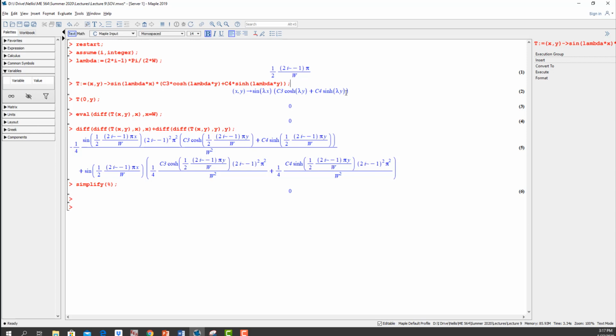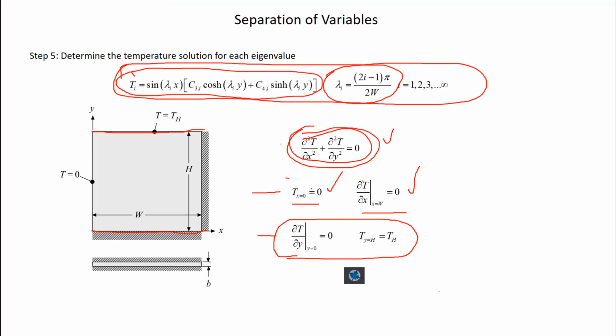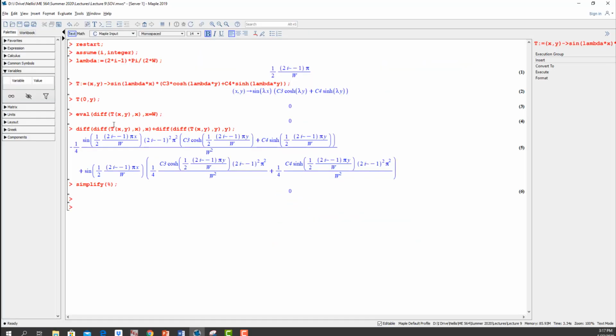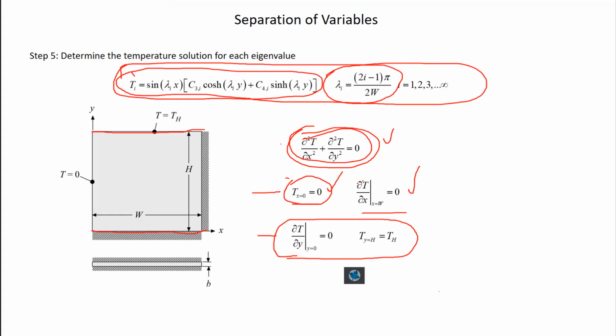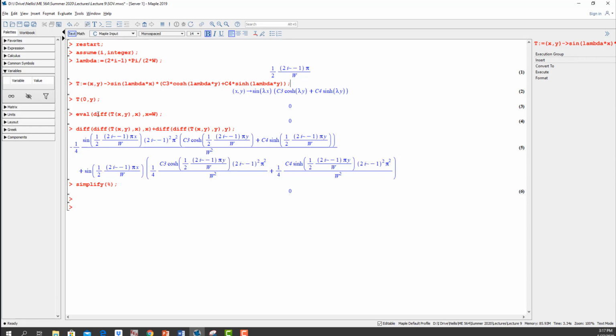Okay, so what did we say this function needs to do if I haven't screwed up yet? The first thing it needs to do is evaluate to 0 at x equals 0. So I can use this function and just plug in 0 for the first argument, and I better get 0, which I do, so that's good. The second thing it needs to do is evaluate, if I take the derivative and evaluate it at x equals w, I also better get 0. So here I have taken the differential of my function with respect to x and evaluated it at x equal w, and again I get 0. So that's good. Those two boundary conditions in the homogeneous direction appear to be working.